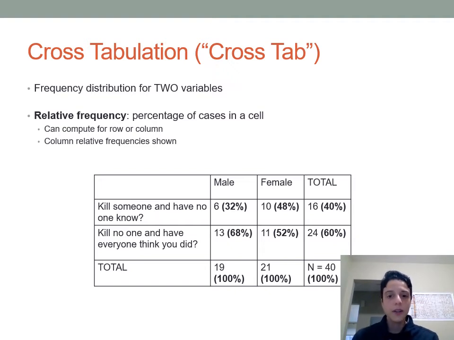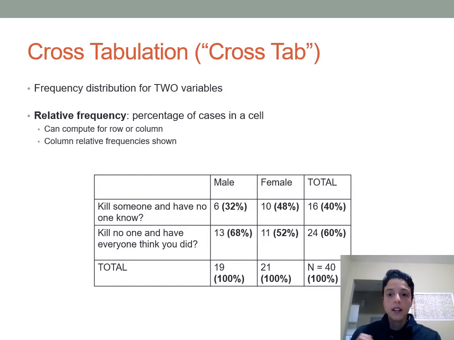And so what you can see here is that of the males in the class, 32%, or 6 out of 19, said that they would rather kill someone and have no one know than kill no one and have everyone think they did. 68% of the males in the class said that they would rather kill no one and have everyone think they did than kill someone and have no one know. We have 100% down there with that 19 in the first column because we're only calculating these percentages for the males in the class. So there are 19 males in the class, and that's 100%.